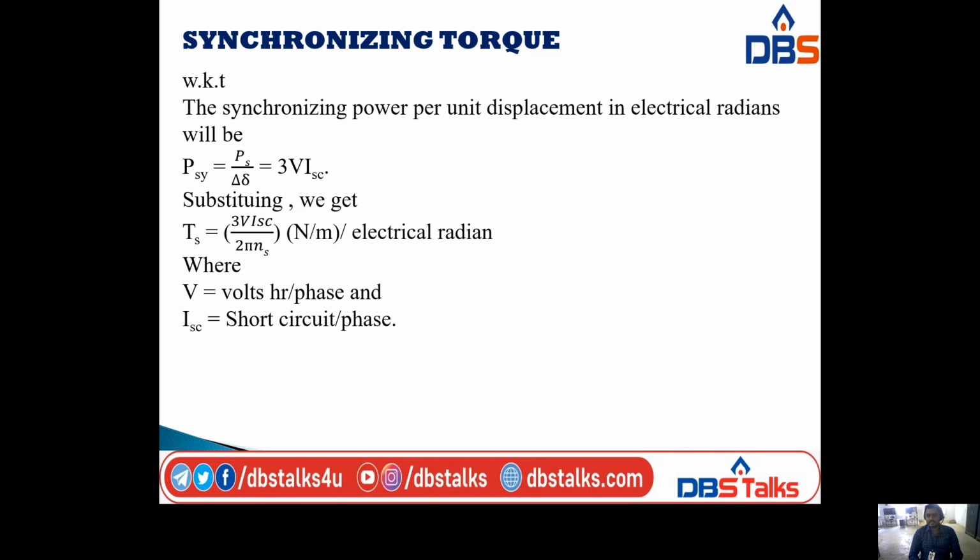Where V is the volts per phase and ISC is the short circuit current per phase. Okay, this is the synchronizing torque, that is 3 into V into ISC by 2 pi ns Newton meter per electrical radians.